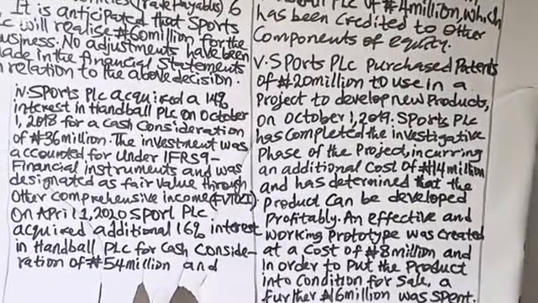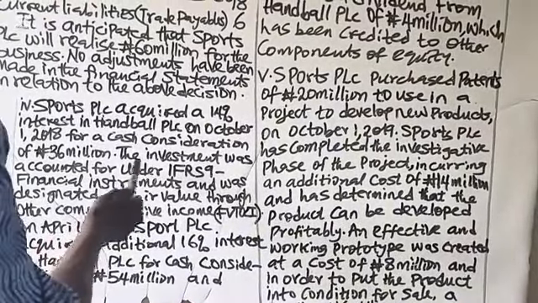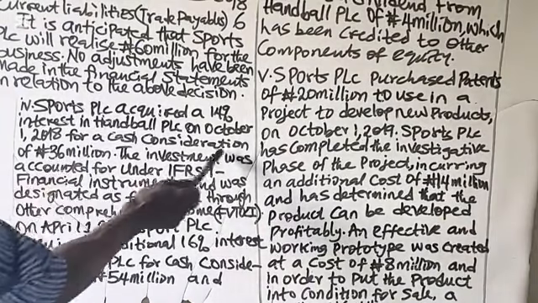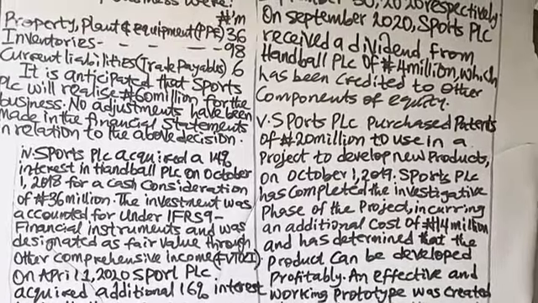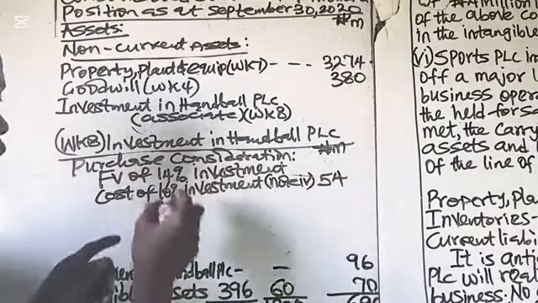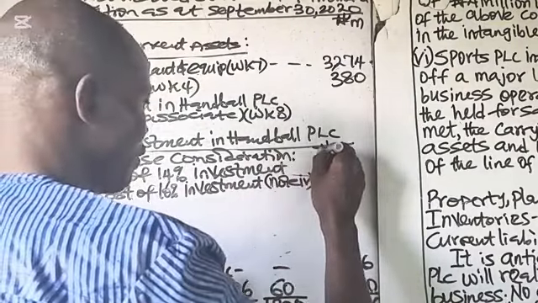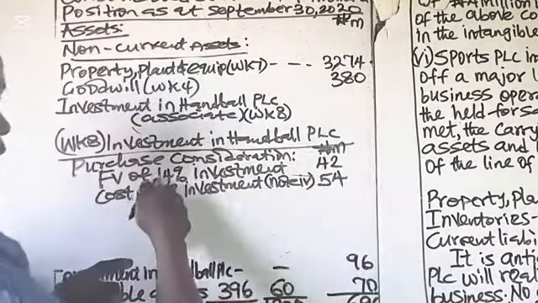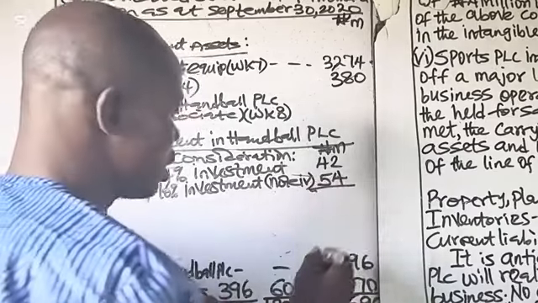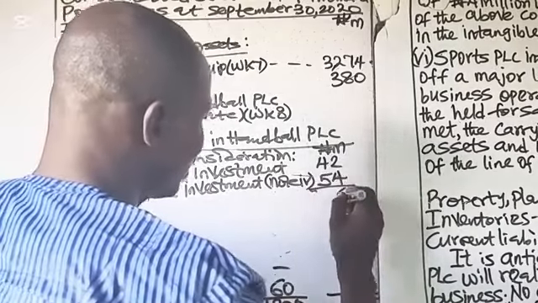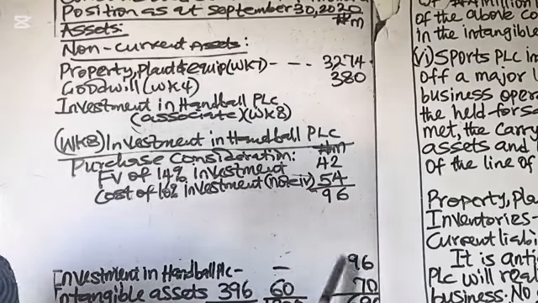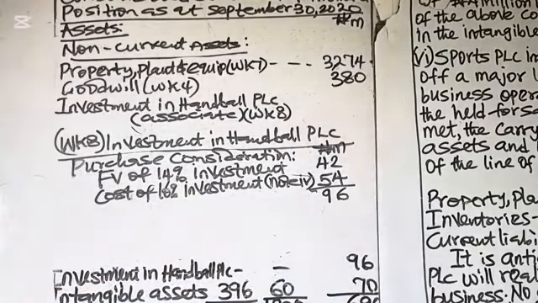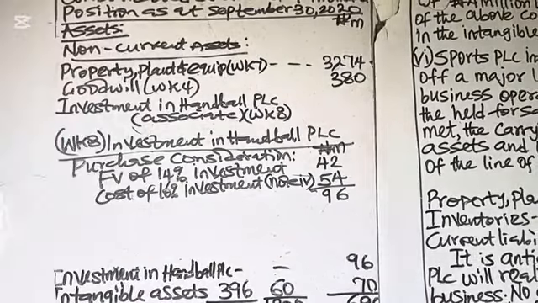So, the cost of that 14% is 36 million. That is the cash consideration of 36 million. And the fair value of that 14% is now 42 million. That means the consideration will total 36 plus 42, which is 96 million... 78 million. And that is what constitutes the 96 million you have in the statement of financial position.